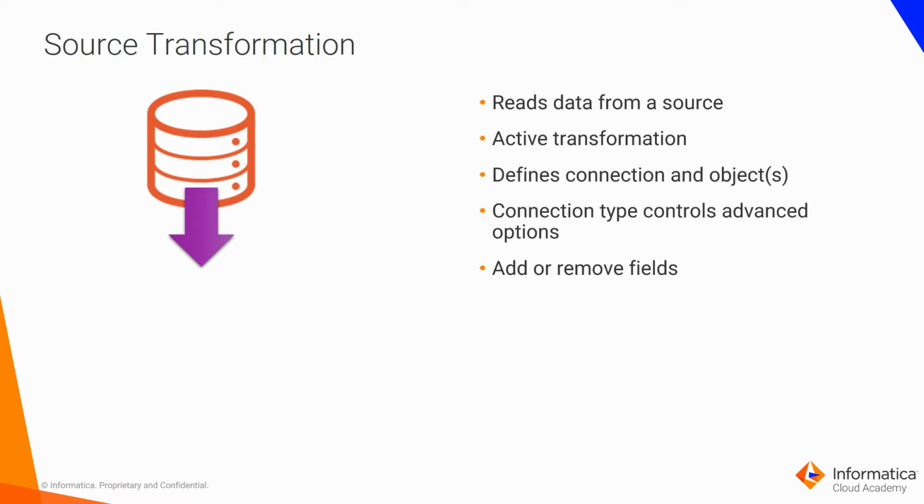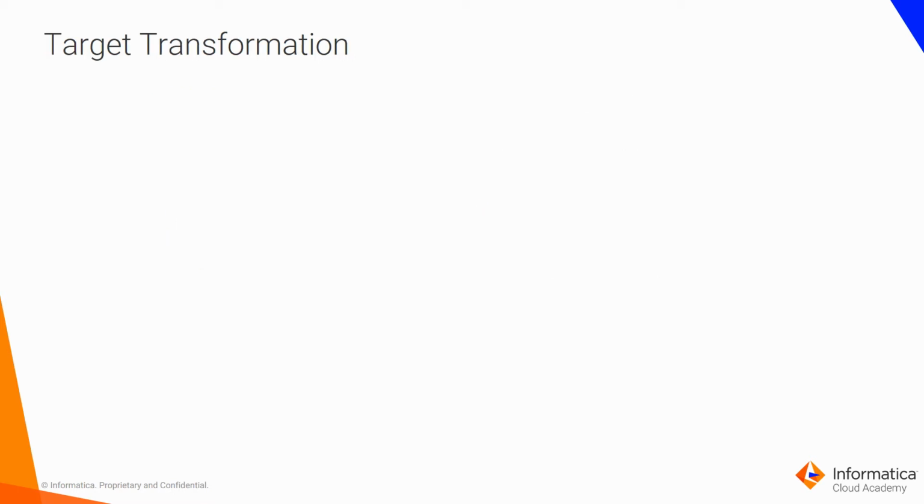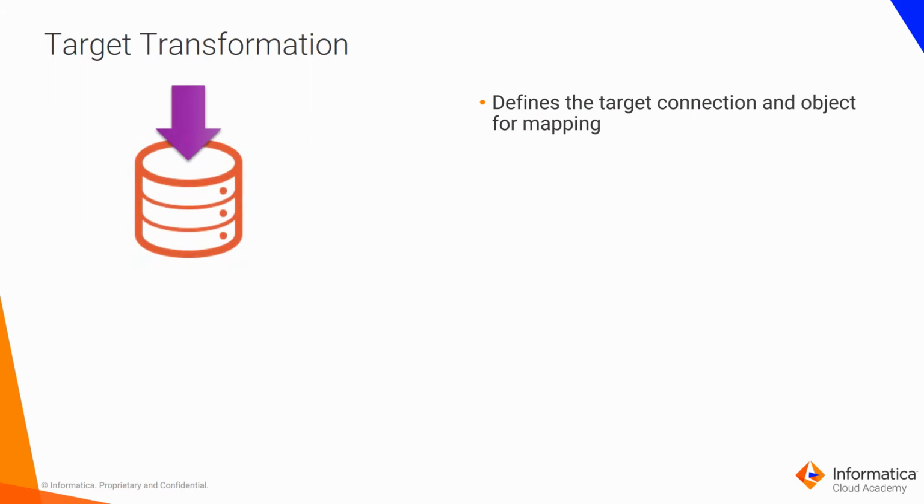You can also create an additional field if you need to pass additional data that does not reside in the source. The target transformation defines a target connection and target object for the mapping. When you configure the target, you will specify the operation to be performed. For example, insert, update, upsert, etc. You will also specify how incoming fields will map to the target fields. Depending on the connection type, there are some additional advanced options available. So for example, when you select a Salesforce connection, you can configure options for success and error log details.